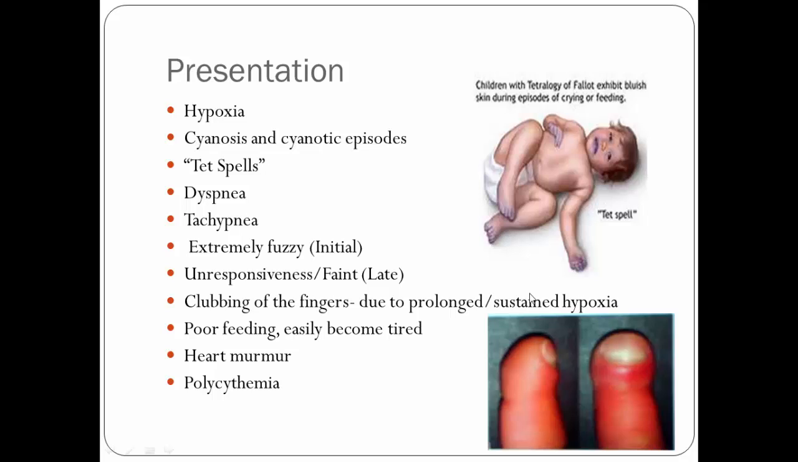With prolonged hypoxia, clubbing of the fingers may also develop over time and may be present during assessment. With clubbing of the fingers, the nail beds become soft and the angle in between the nail bed and fold is greater than 180 degrees, and the sides at the ends of the fingertips widen. In most cases, parents may also report poor feedings and that the child easily becomes tired.